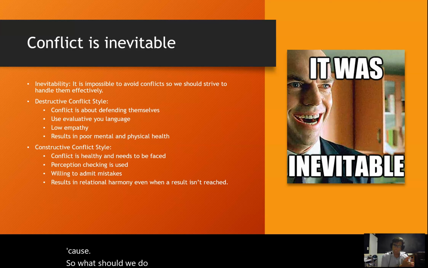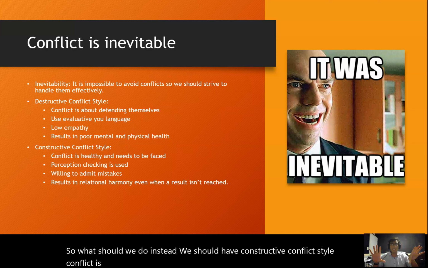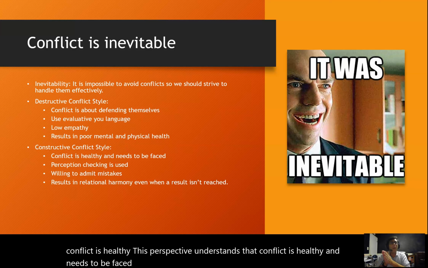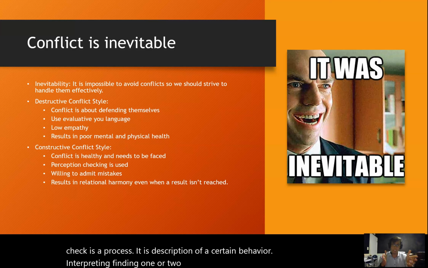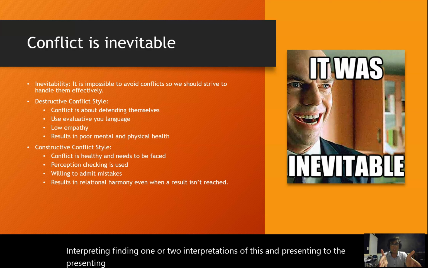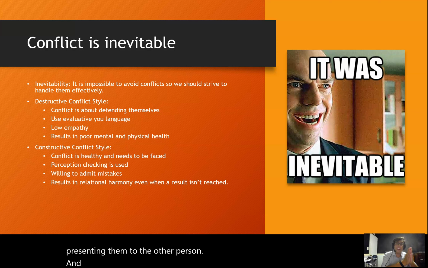So, what should we do instead? We should have constructive conflict style. This perspective understands that conflict is healthy and needs to be faced. And perception checking is used. A perception check is a process. It is a description of a certain behavior, finding one or two interpretations of this, presenting them to the other person, and then asking for input from the other person.